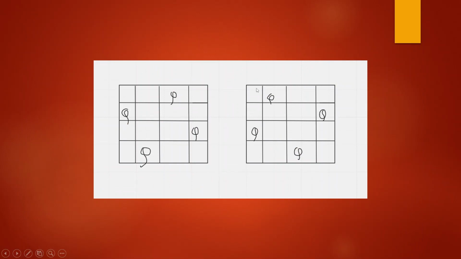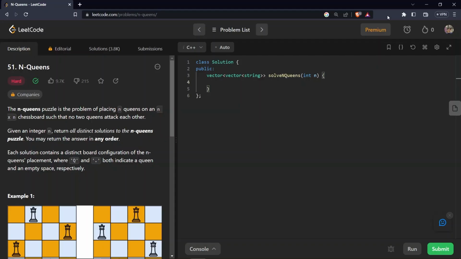So now let's try to code it. Let's try to code this problem now. First of all, I'll make a 2D vector, which will be our answer, the final answer. And then I'll make a board of size n. Then I'll make a string s of size n, and it will be filled with dots as of now.